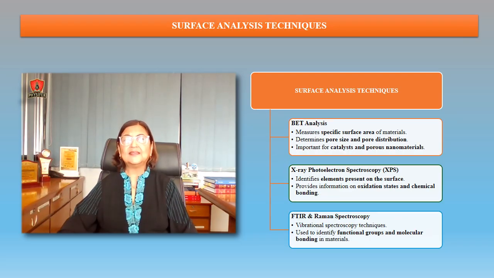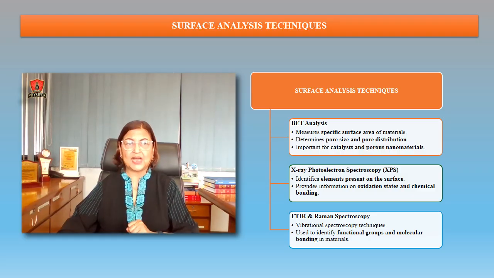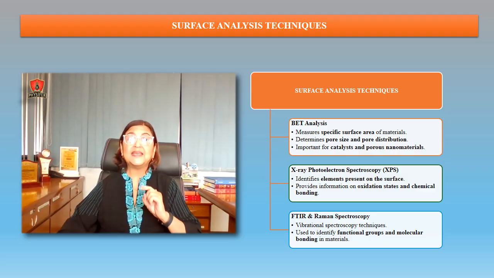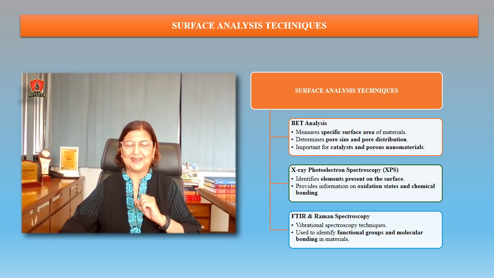For analyzing the surface of the nanomaterial, the techniques used are first BET analysis. It measures specific surface area and pore size distribution. Then we have X-ray photoelectron spectroscopy, known as XPS. It tells about what elements are on the surface and also their oxidation state and chemical bonding with the environment.